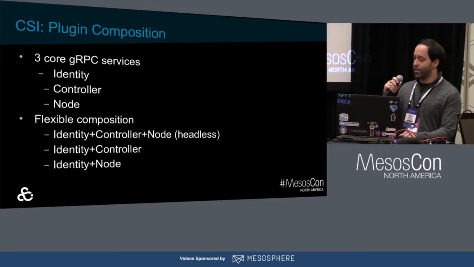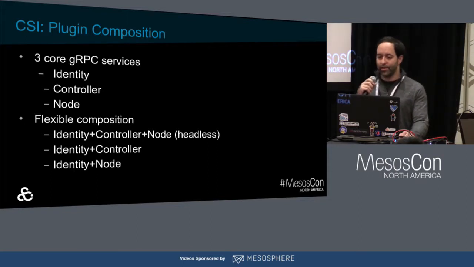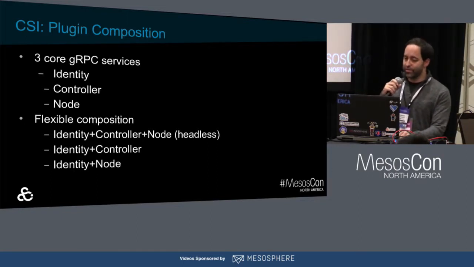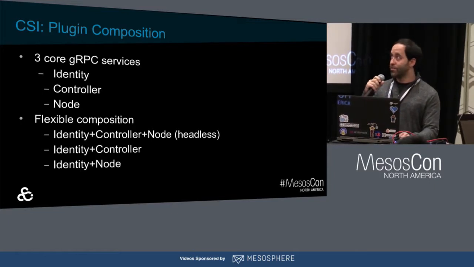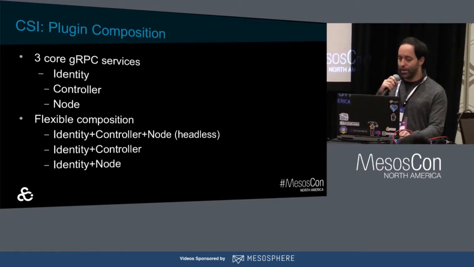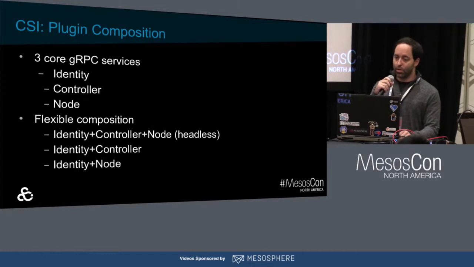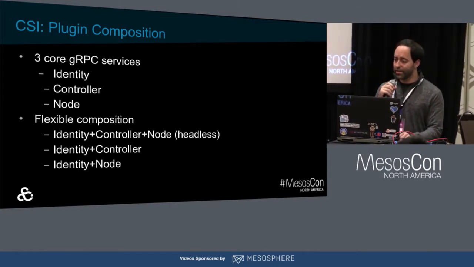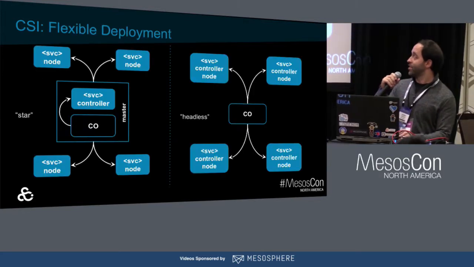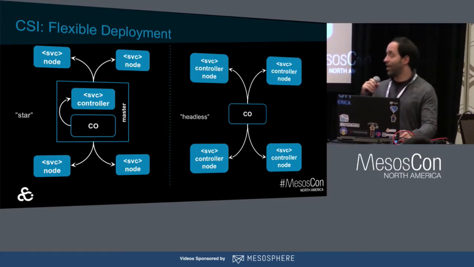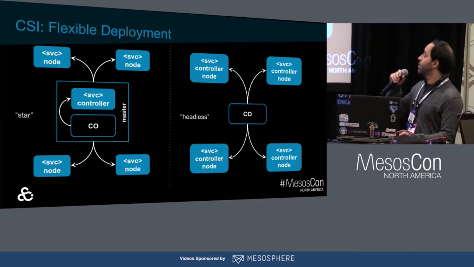So what makes up a plugin? The CSI spec defines 3 gRPC services: identity, controller, and node. The composition of a particular plugin binary may depend on the deployment requirements. For example, a headless plugin will probably bundle all 3 of these services together. To illustrate this, there are some diagrams on this slide. To the right, we have a headless model.